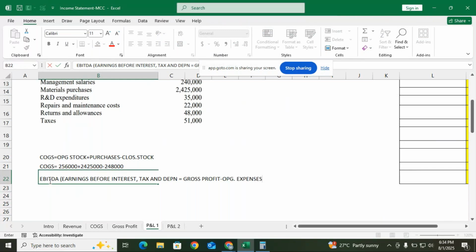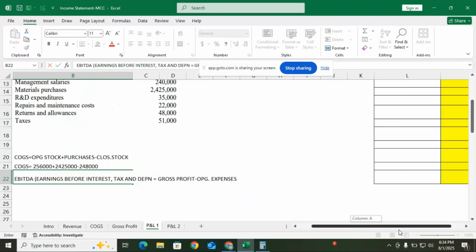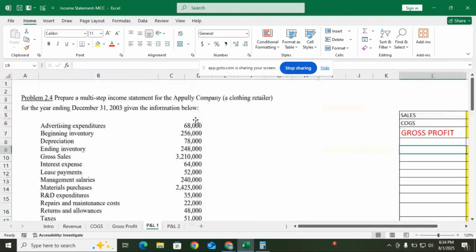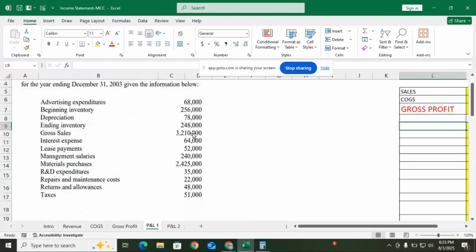Okay. So how do you arrive at the EBITDA? EBITDA basically stands for earnings before interest, tax, and depreciation, the full form of the same. And how do you arrive at it? It is your gross profit minus all the operating expenses. So gross profit already we have got. What are all the operating expenses? Let's start. What do you mean by operating expenses basically? Are you aware of the term?